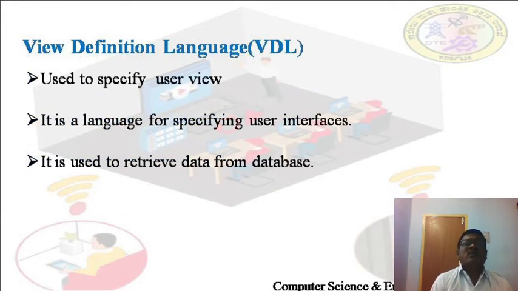View definition language is used to specify user views. It is a language for specifying user interfaces. It is used to retrieve data from the database. That means here they are not going to use the actual tables. They will make use of virtual tables, and after retrieving, those tables will be given to the users. That means the user will not see the actual database, they will only see the virtual tables.